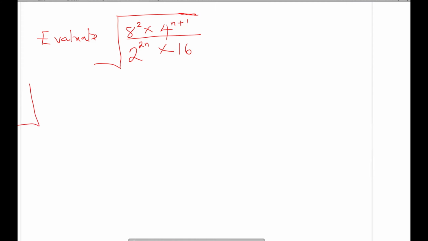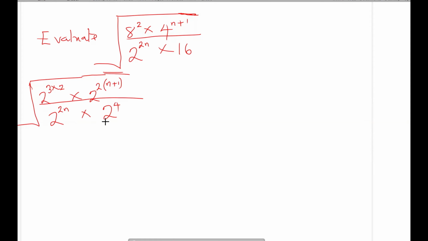that we have the square root. 8 is 2 raised to the power of 3. So we have 2 raised to the power of 3. Don't forget, we have a power of 2 there before. So that's a product of powers, multiplied by 2 times 4, which is 2 raised to the power of 2. Don't forget, we also have the power there, which is n plus 1, divided by 2 raised to the power of 2n, this one is base of 2 already, so we still leave it like that. Multiplied by 16 is 2 raised to the power of 4.